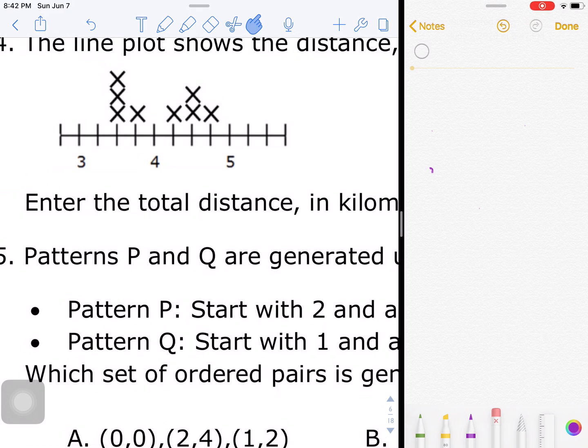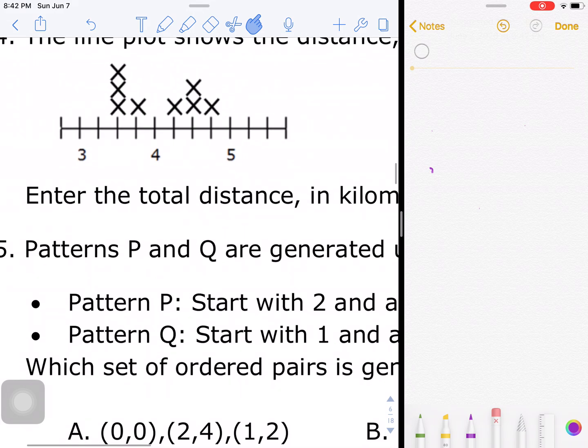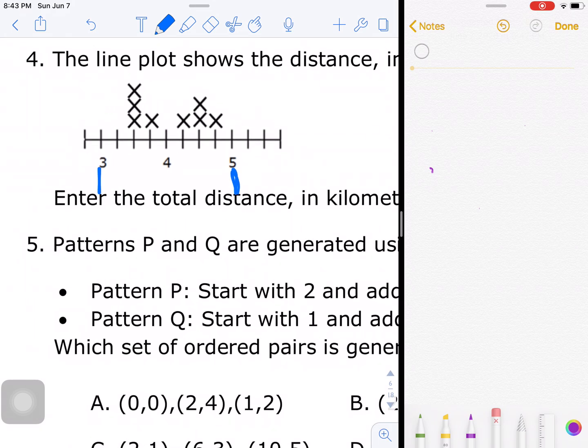We also notice about this line plot that it doesn't start at 1. It just shows the first whole number is 3, right? And the last whole number it shows is 5. That's because all of the data falls between 3 and 5. So let's look between 3 and 4 to see what our intervals are. We have 1, 2, 3, 4. So there are fourths, okay? And I just want to confirm between 4 and 5. 1, 2, 3, 4. So, yep. We're looking at fourths on the line plot.